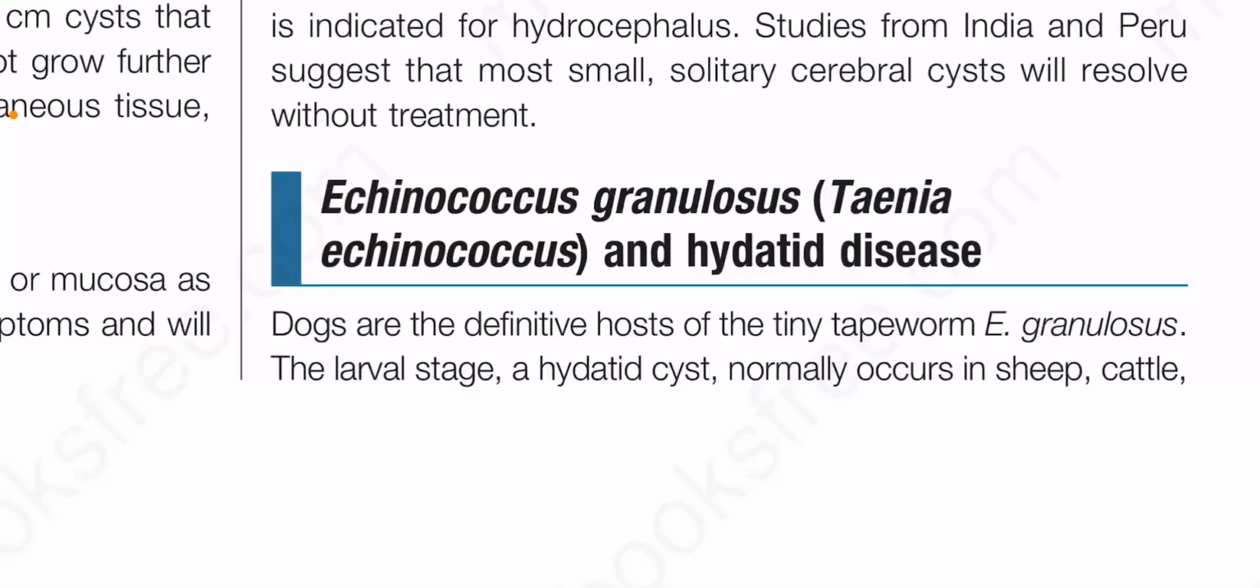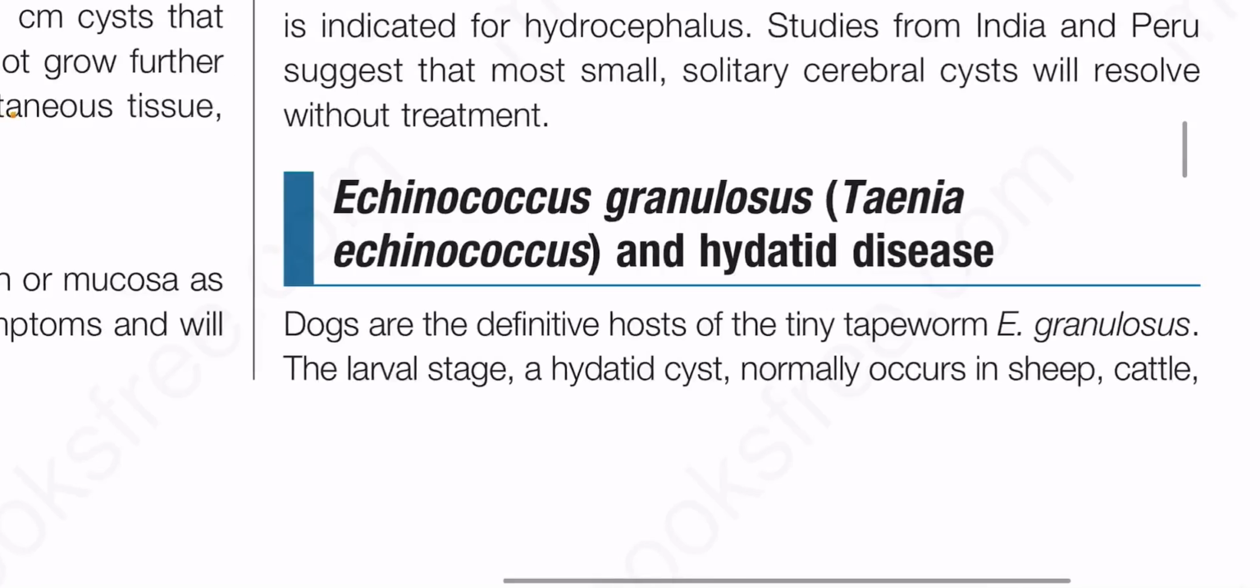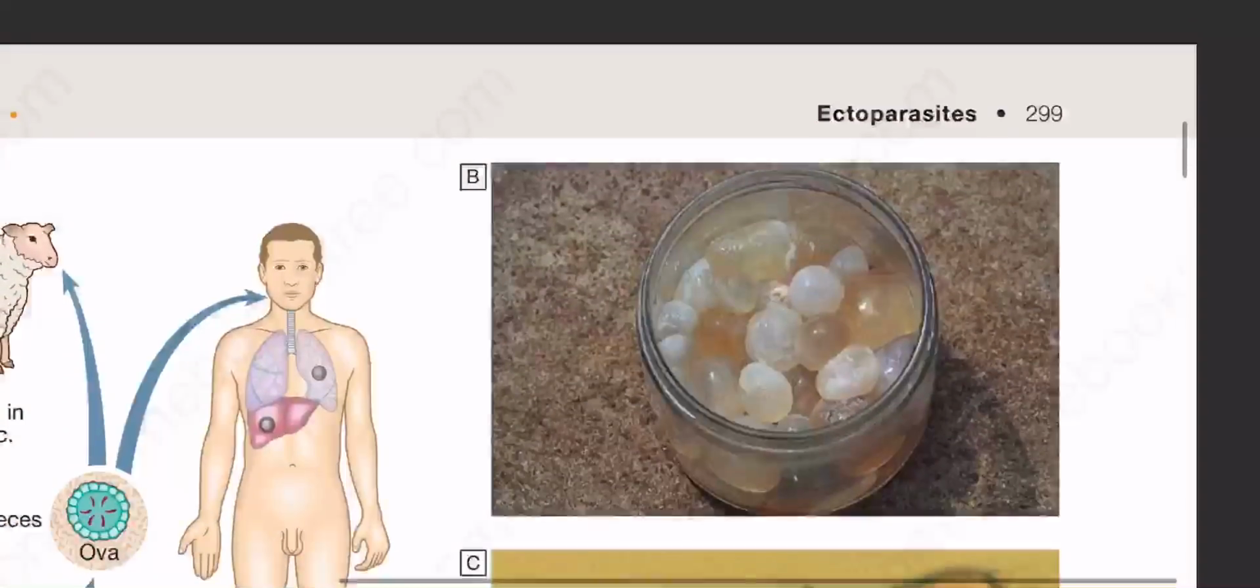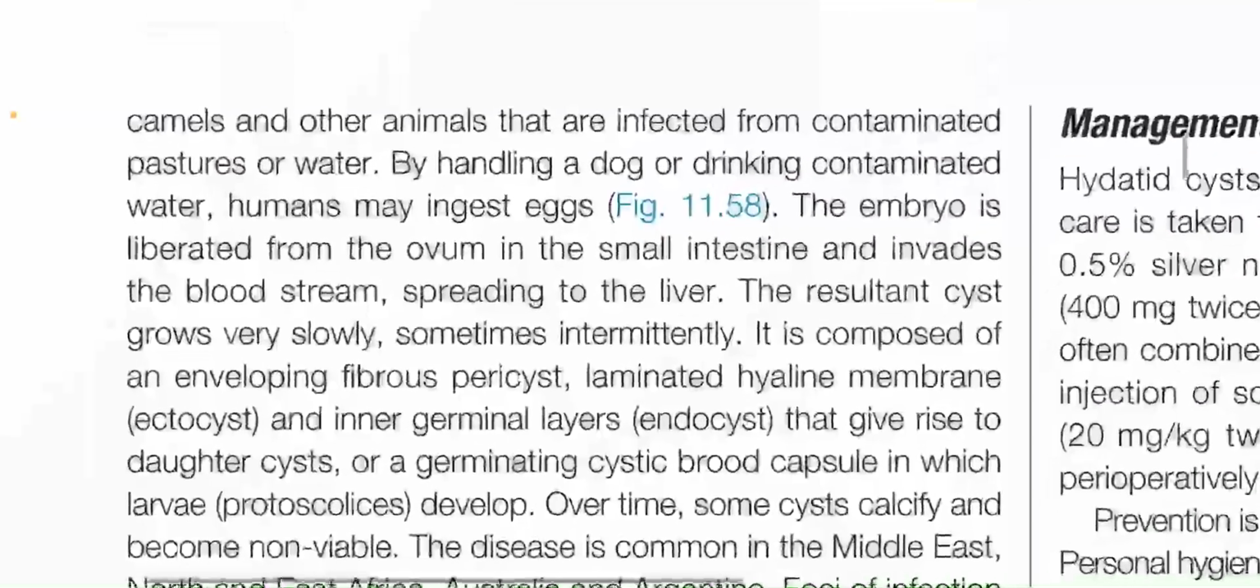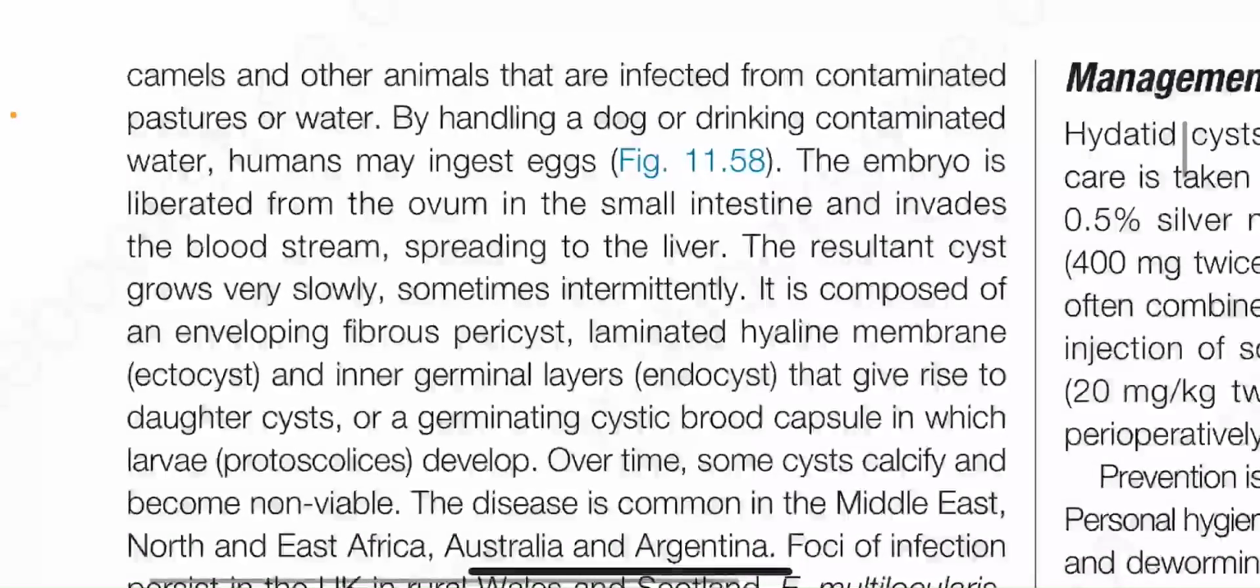Echinococcus granulosus, Taenia echinococcus, and hydatid disease. Dogs are the definitive hosts of the tiny tapeworm Echinococcus granulosus. The larval stage, a hydatid cyst, normally occurs in sheep, cattle, camels, and other animals that are infected from contaminated pastures or water.